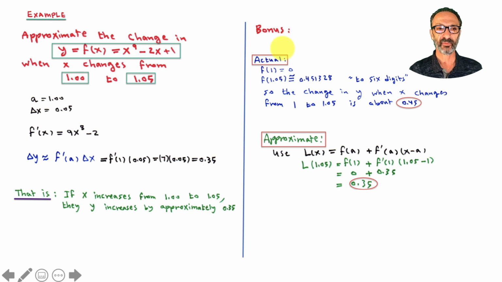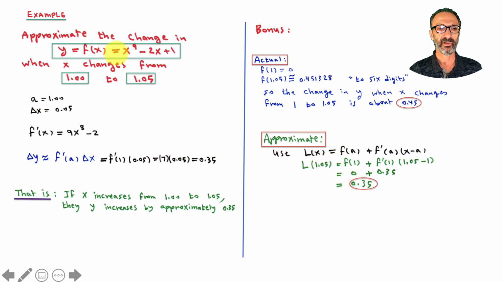Here's a bonus. We don't have to discuss too much detail, but I just want to show you the idea. If you want to go all the way to f of x at 1.05, you will end up with 0.451328, and there is more, but I stopped at 6 digits. F of 1 is 0, so the change in y, the actual change in y, is 0.45. Well, the approximation gives me L of x, that's a 0, it's not going to change anything.